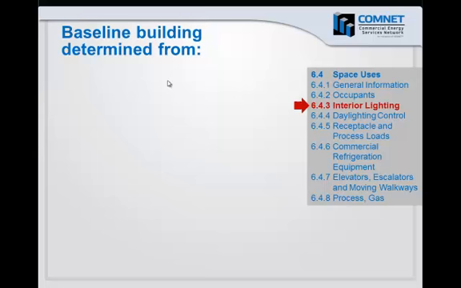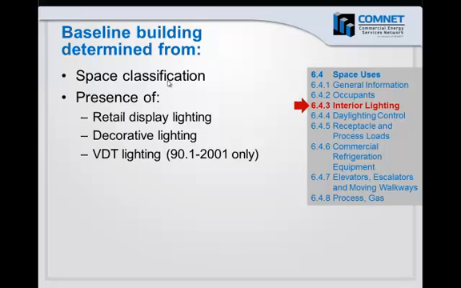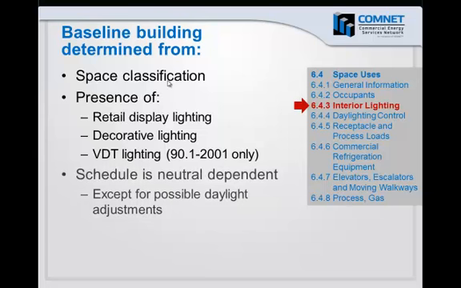The baseline building lighting, interior lighting, is determined mainly from the space classification. This sets the lighting power density for the baseline building. It's also determined from the presence of these use it or lose it allowances for retail display, decorative lighting, and VDTs. And the schedule for the baseline building is neutral dependent, which means it's the same as the rated building, except for possible daylighting adjustments, which we'll cover in just a moment.